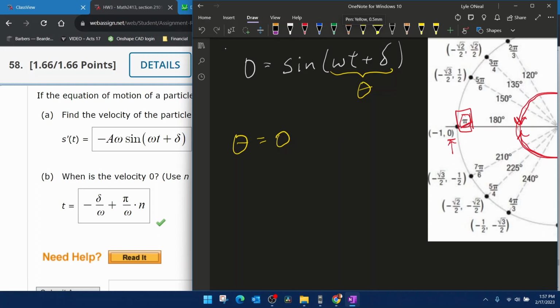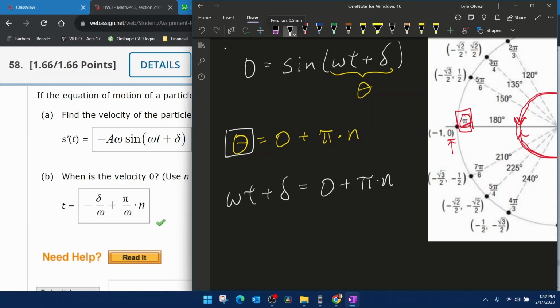If n is 0, this disappears and we get a solution. But if n is 1, that goes to pi and that gets us another solution. So n can be any number, but remember we're trying to solve for t, so now I need to substitute for theta what it is. That is omega t plus delta equals 0 plus pi n. Some of you may be thinking, do I really need to say 0 plus? Isn't 0 plus pi n just pi n? Yeah, you can do that. You can say that's just going to equal pi times n.